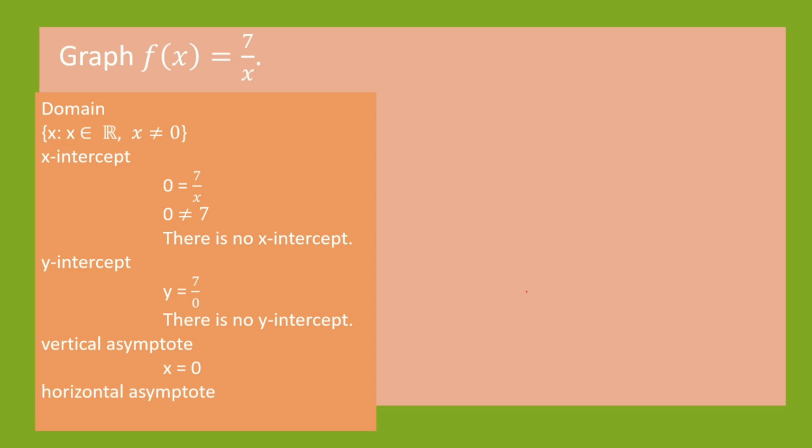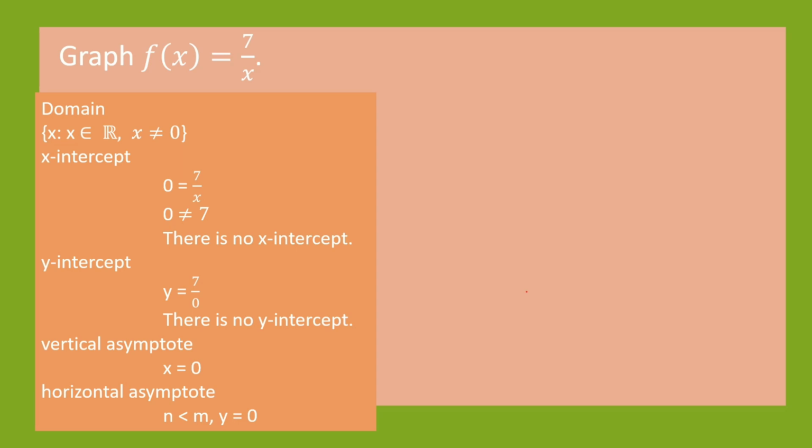Horizontal asymptote. So utilizing the previous method that we had, we look for the value of n and m. So n is 0 and m is 1. So n is less than m. So the horizontal asymptote is y is equal to 0. Again, our graph will just be approaching the line y is equal to 0 but will not cross through it.